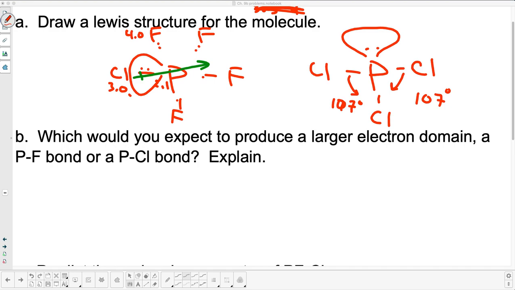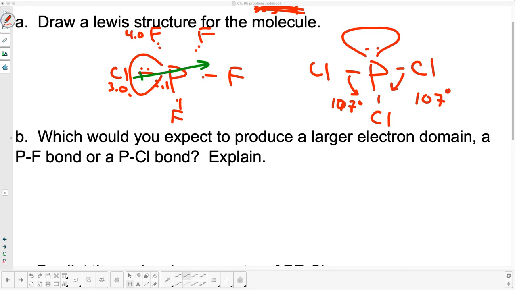Now by this time we've already done 78A, where we draw the Lewis structure for the PF4Cl molecule. You'll notice that for the Lewis structure, P is the central atom and the central atom is attached to chlorine. Chlorine is less electronegative than fluorine. It's a 3.0 as compared to fluorine at 4.0. So the question in 7b that I want to make obvious is: which would you expect to produce a larger electron domain, a PF bond or a PCl bond?